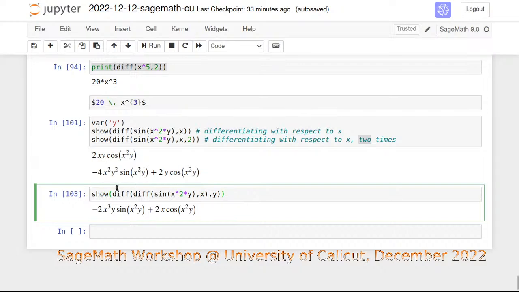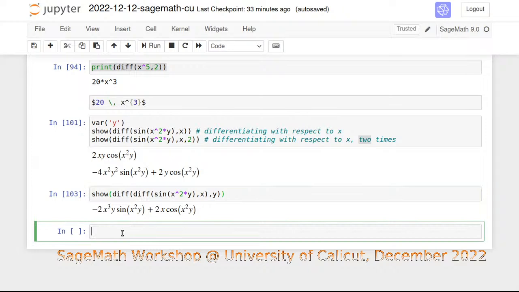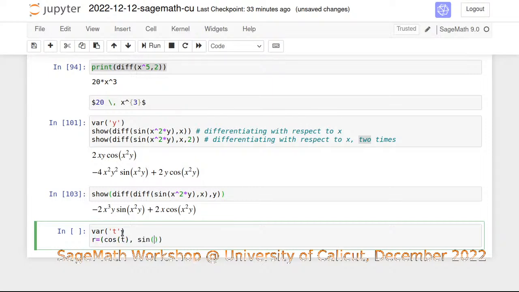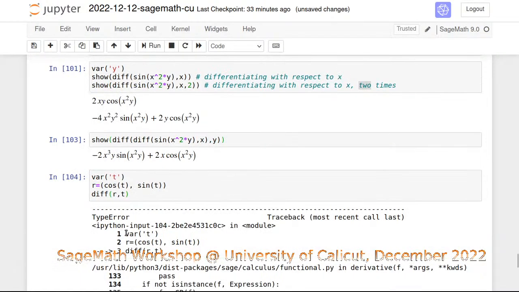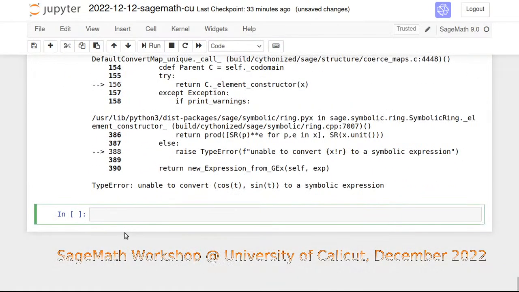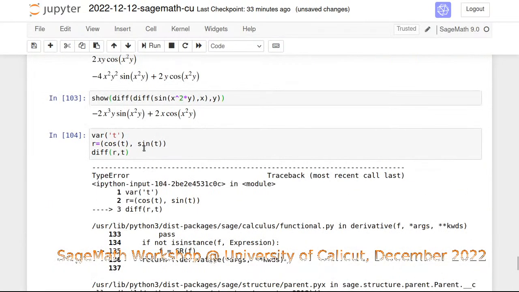Now one possible question is, can we define vector valued functions also using this? For example, let us define t to be a variable, r equal to cos t, sin t. Diff r with respect to t. Again the same problem happens.